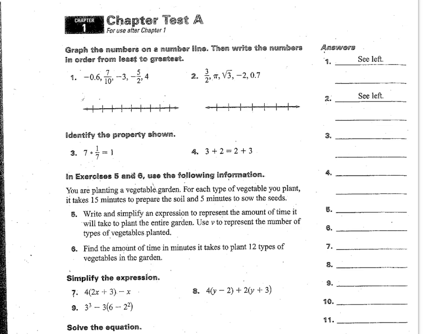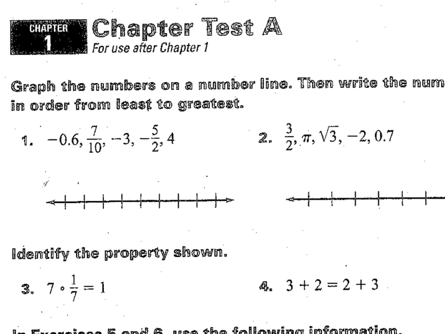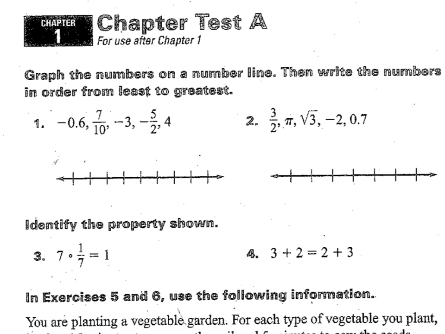So here we go. Numbers 1 and 2. They want you to write these sets of numbers on the number line from least to greatest. Now the one thing you want to make sure you do is, I would change everybody into a regular number or a decimal. So this is really 0.7 and this is really a negative 2.5. Okay? So you want to list them from least to greatest on the number line.